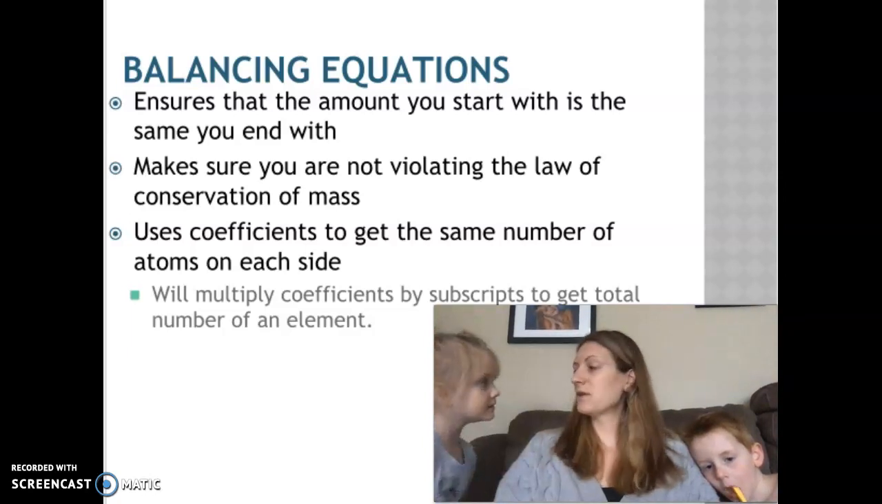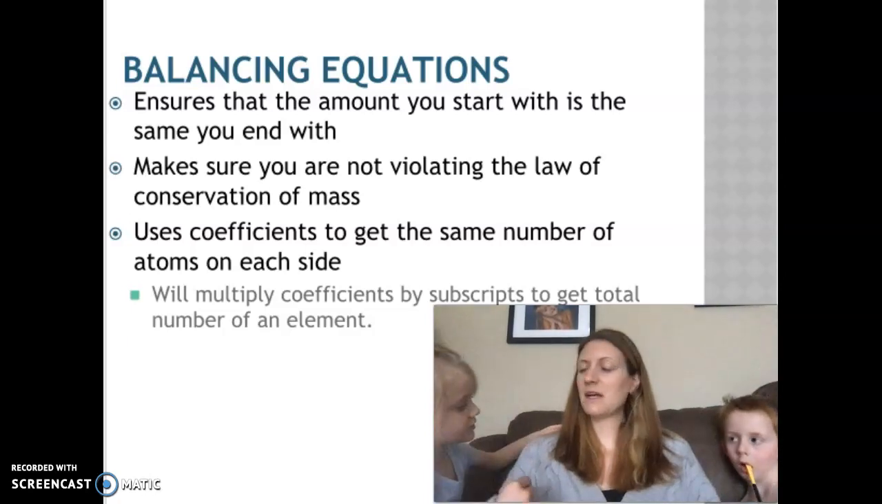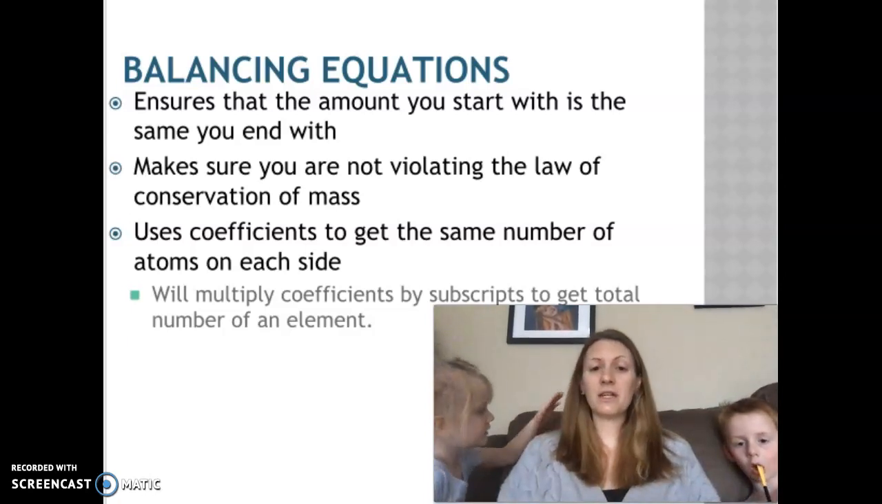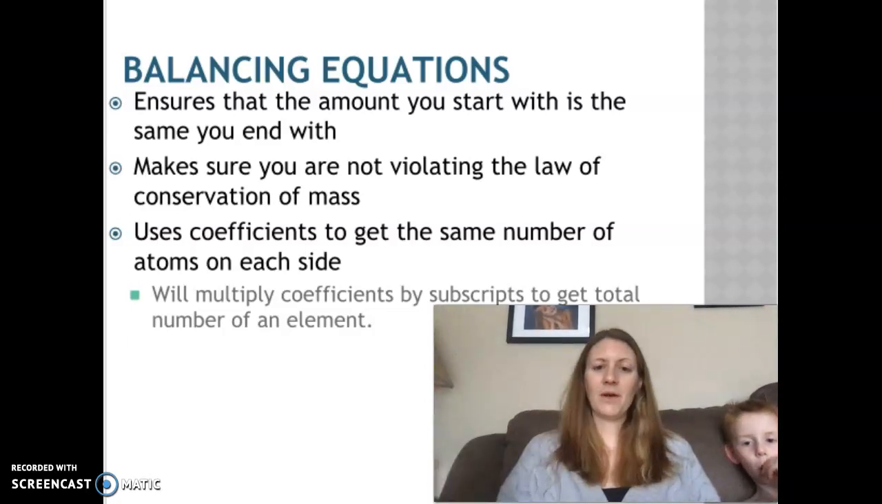All right, balancing equations is how you make sure that what you start with is the same as what you end with. So it practically means that we are not violating the law of conservation of mass. And using coefficients is what is going to enable you to make sure that what you start with is the same as what you end with.